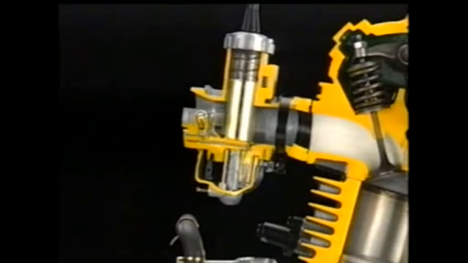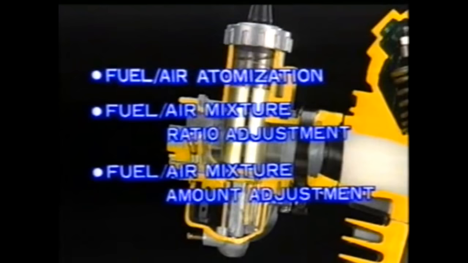The carburetor does this by mixing the fuel with air so that it can easily be atomized. It also mixes the fuel and the air in the optimum proportions for the engine to run, and determines how much of the fuel-air mixture the engine requires in order to run.